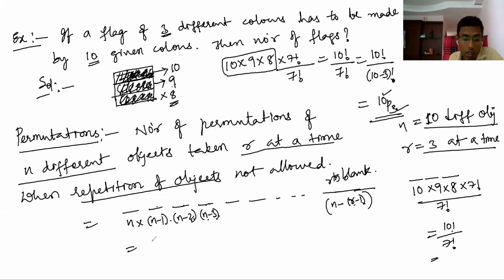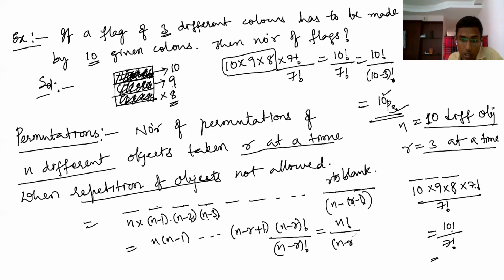So this is n into n minus 1 into so on up to n minus r plus 1. One less than this: if here it is 8, then 7 factorial. One less than this means n minus r factorial. Multiply and divide by n minus r factorial. So what you get here is n factorial by n minus r factorial. This is the same as whatever I did here.